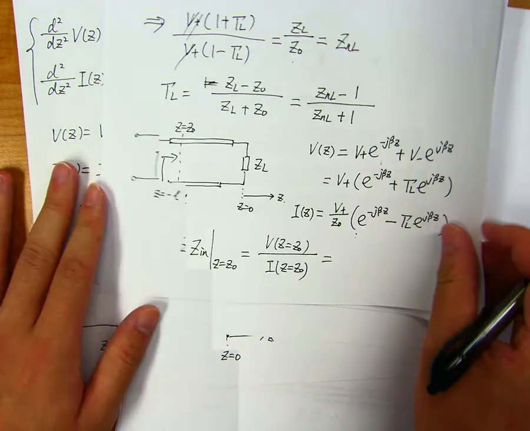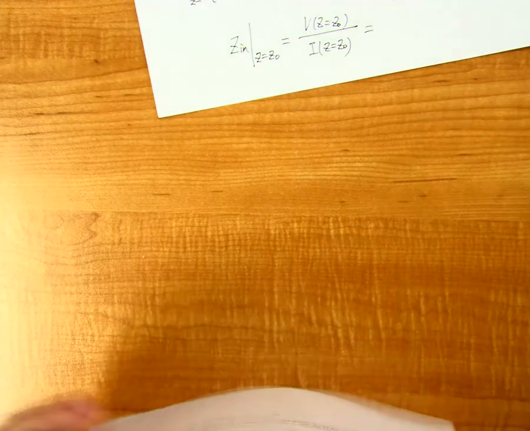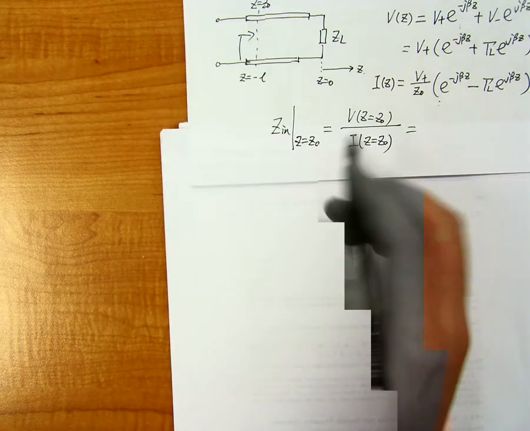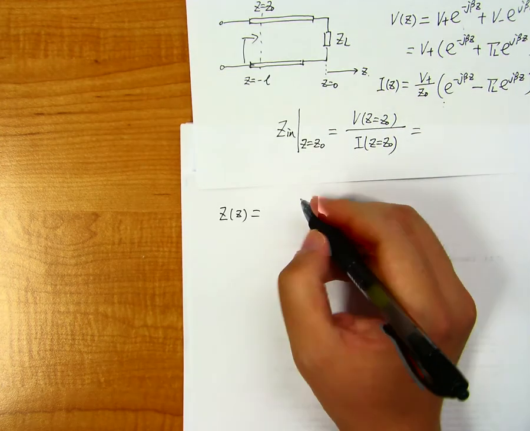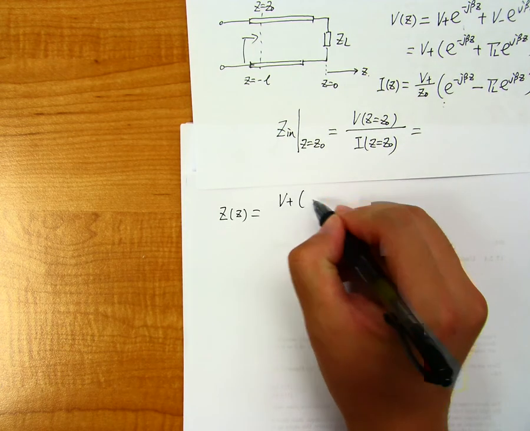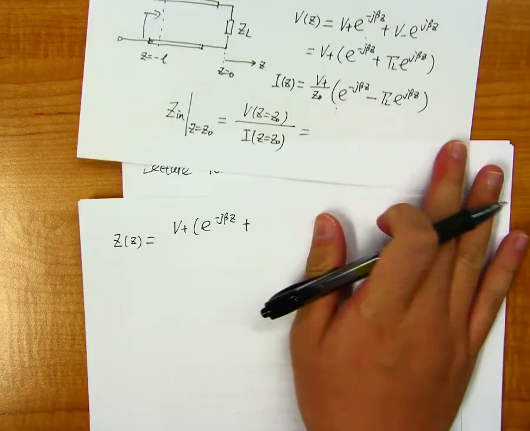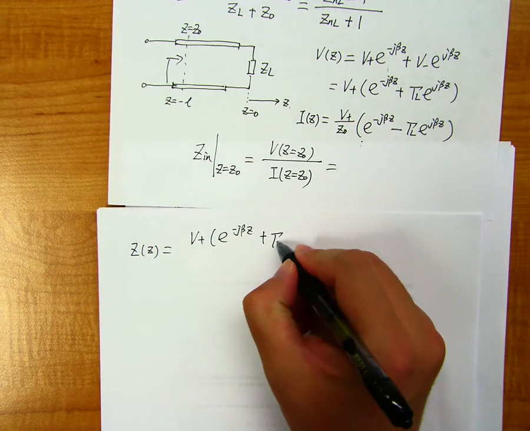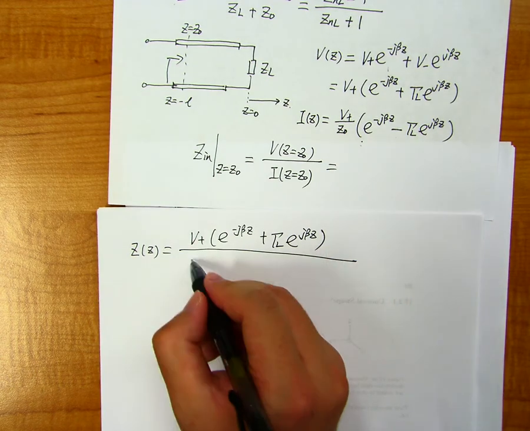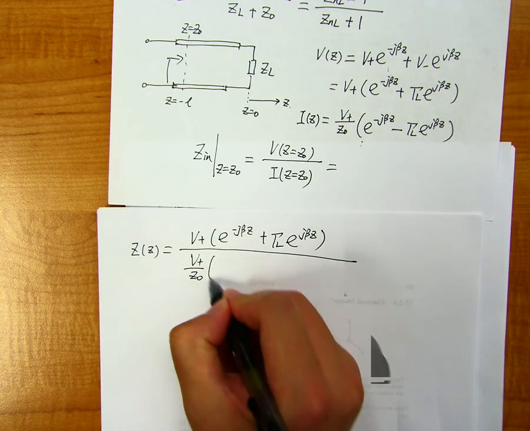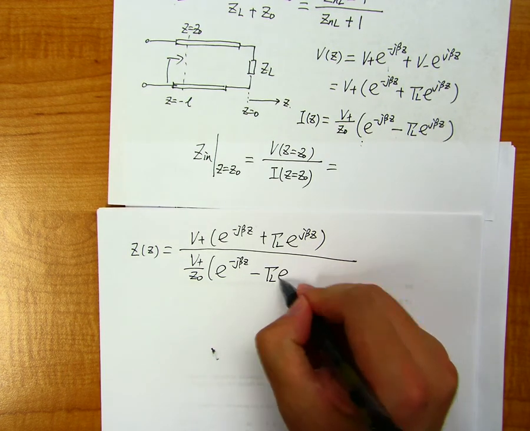Okay, so we'll get the generalized impedance. Actually, we can get Z as a function of z, right? It's equal to V plus e to the negative j beta z plus gamma L e to the j beta z divided by the current, which is V plus over Z naught times e to the negative j beta z minus gamma L e to the j beta z.